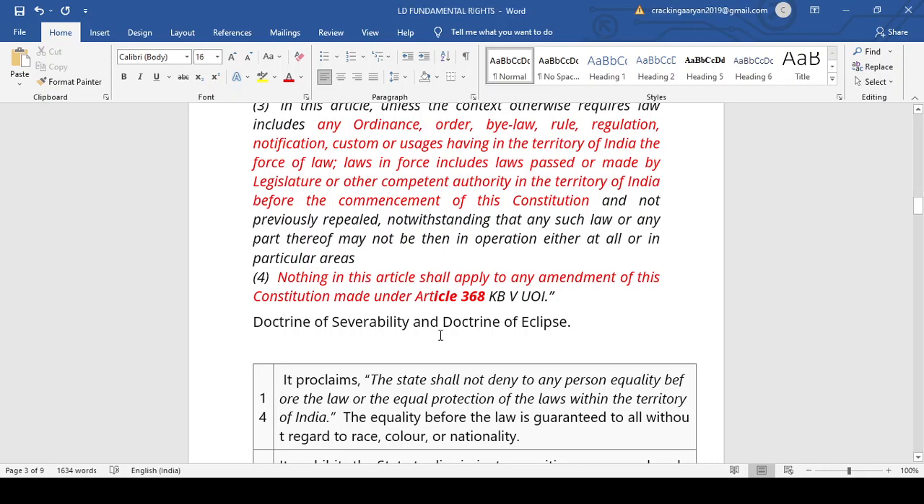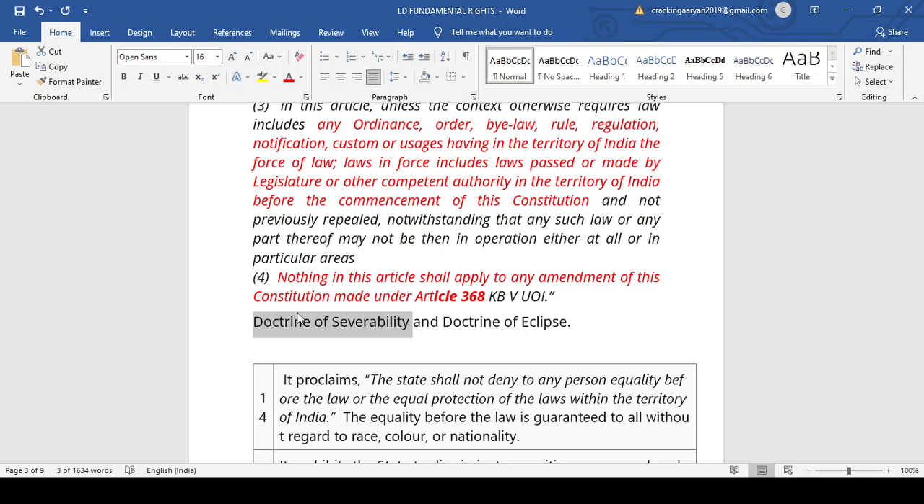I am repeating it. According to the Doctrine of Severability, whenever any law is brought to the Supreme Court that this law is against our fundamental rights, the whole law is not made void. The Supreme Court goes into the depth of the law and makes only that provision unconstitutional. It strikes down only that provision which is unconstitutional.